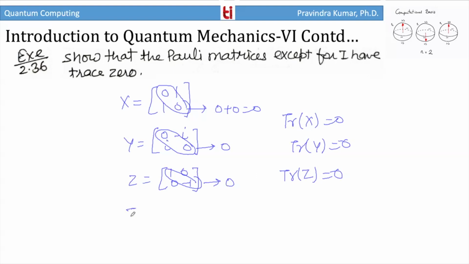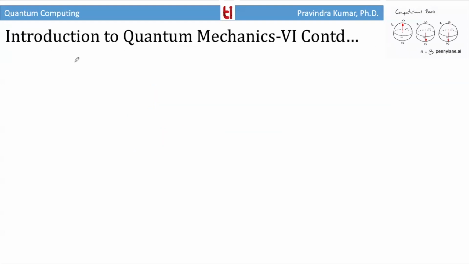On the other side, the identity matrix is 1, 0, 0, 1. And you can see the sum of the diagonal elements. So the trace of the identity matrix is not equal to 0. Now let us consider two bases, plus and 0.